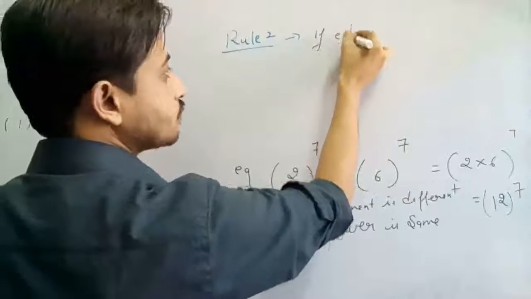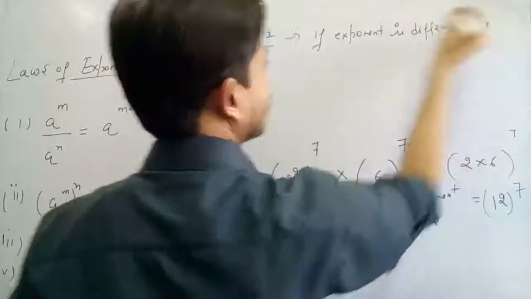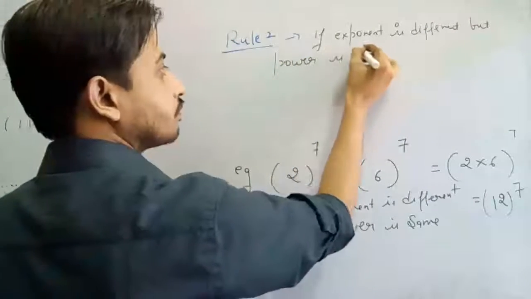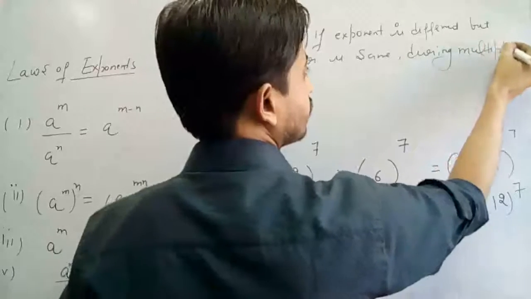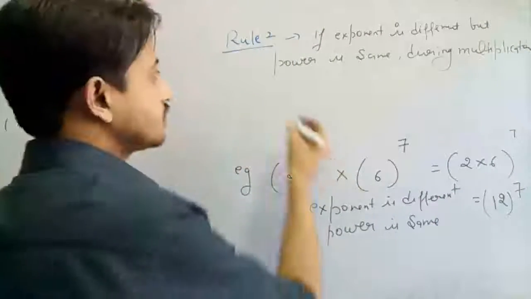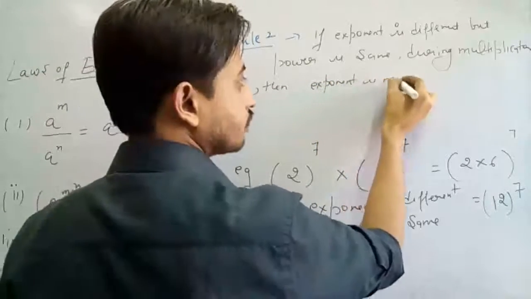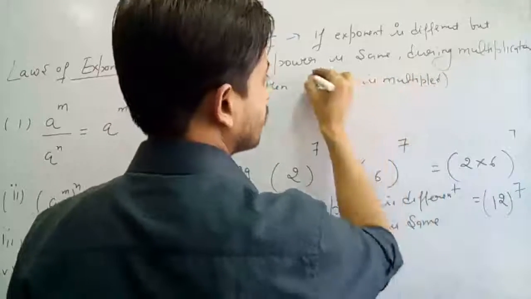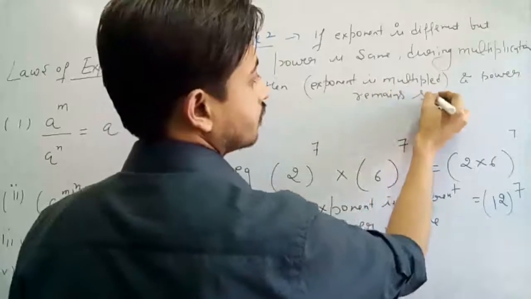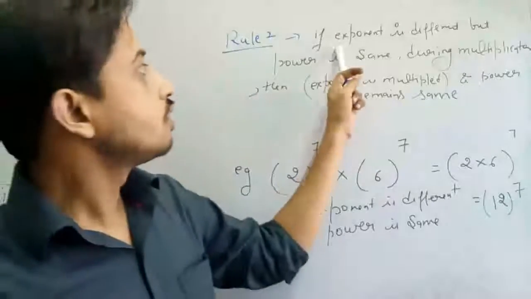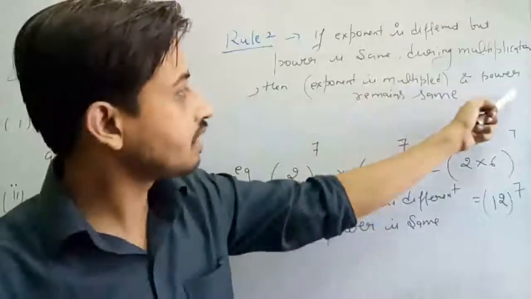If the exponent is different but the power is same during multiplication, then what's the result? The exponents are multiplied and the power remains same. So the rule is: if the exponent is different but the power is same during multiplication, then the exponents are multiplied and the power remains same.